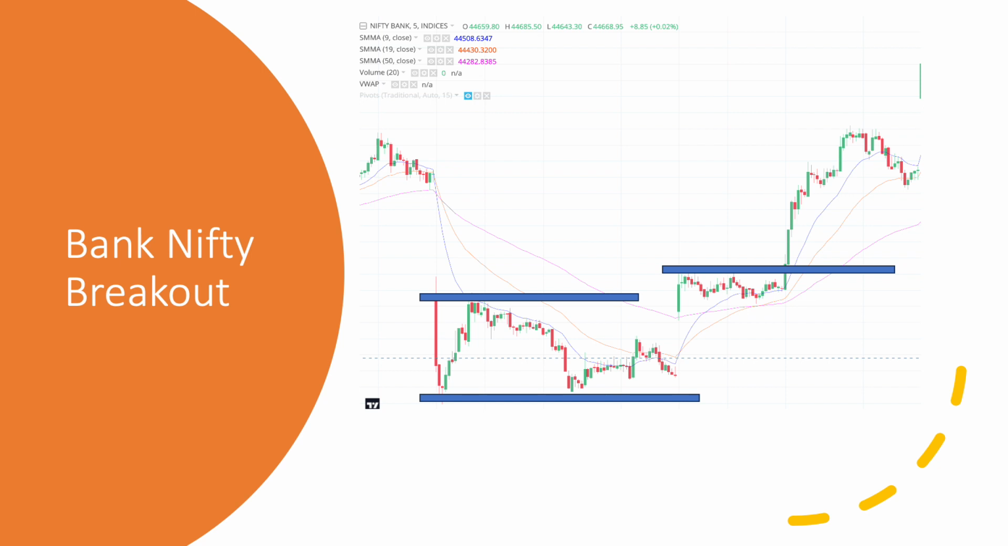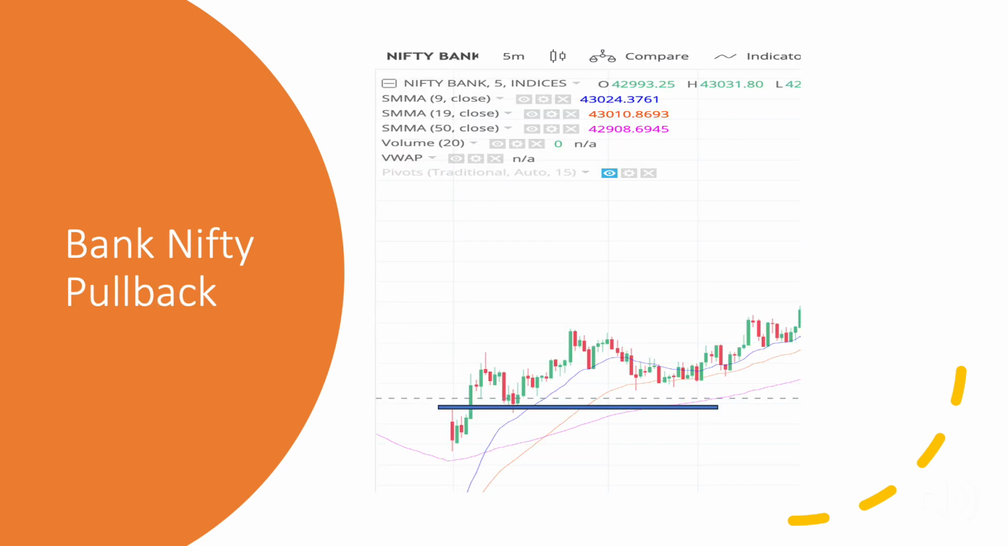Now let's see an example for pullback. This is also a Bank Nifty chart, where you can see the pullback. The first candle is there and a small consolidation inside that candle. We marked the upper level and lower level. Once the upper level is breaking, we are not buying. Again it is consolidating. Then you can see a pullback to where the breakout happened. From this pullback we will be buying.